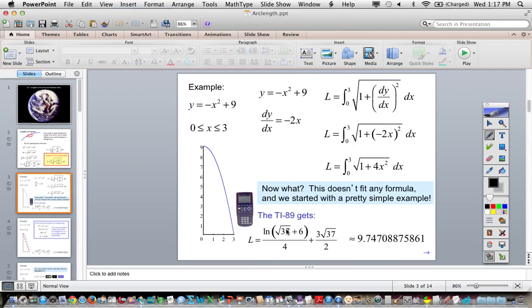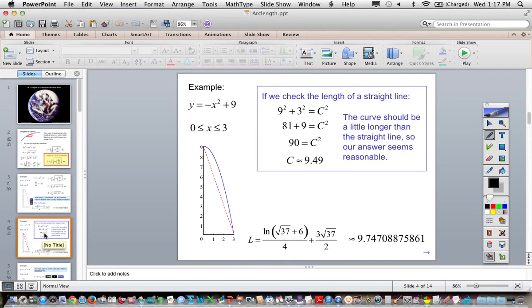I think in the PowerPoint here, at one point they actually said, well, let's just calculate that, do the Pythagorean theorem. So 9 squared plus 3 squared would be the square root of 90, 9.49. And it looks like it's a little longer than 9.49, sure enough. Okay, so the length of the curve. So we just need to know that formula. Okay?